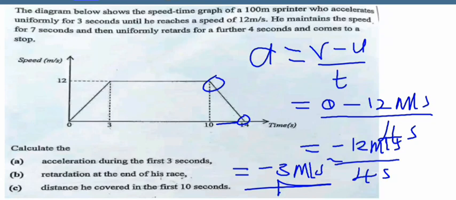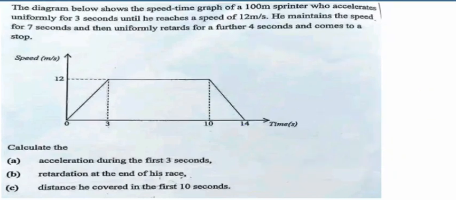Then the last one, which is C, the distance he covered in the first 10 seconds. So we are ending here. One thing that you need to understand about the distance covered is that the area under the graph or the curve is equal to the distance or displacement covered by an object.